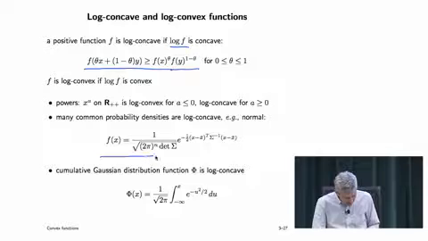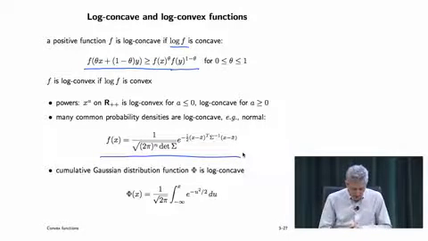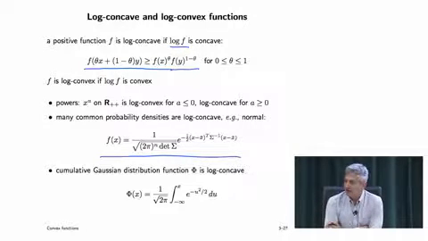So here's one. Here is the density of a normal random variable with mean x bar and covariance sigma. Okay, and if I take the log of that density, what do I get? Well, I get a constant. That's not relevant. Minus a convex quadratic. So it's a concave quadratic. Okay, so that's an example.